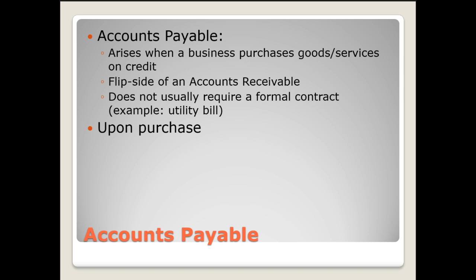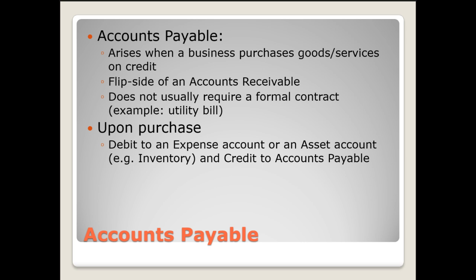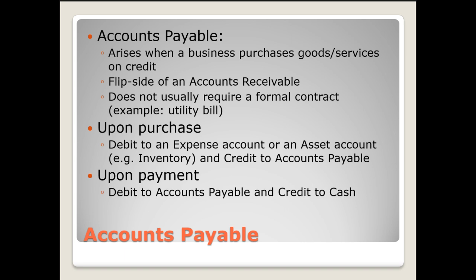So upon purchase, the appropriate journal entry would be a debit to some expense account, or if this is the purchase of inventory, and remember this from previous chapters, it would be a debit to an asset account, and then there would be a credit to accounts payable. When the accounts payable is actually paid, there's a debit to accounts payable and a credit to cash, since the company would actually be paying for it.